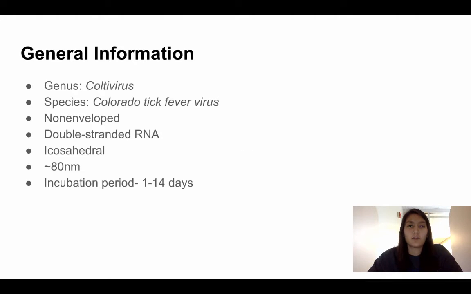Some general information: the genus of the virus is Cultivirus. The species is Colorado tick fever virus. It is non-enveloped, double-stranded RNA. It's icosahedral in shape, about 80 nanometers, and the incubation period is 1 to 14 days, with the average being like 3 to 4 days before you actually see symptoms.